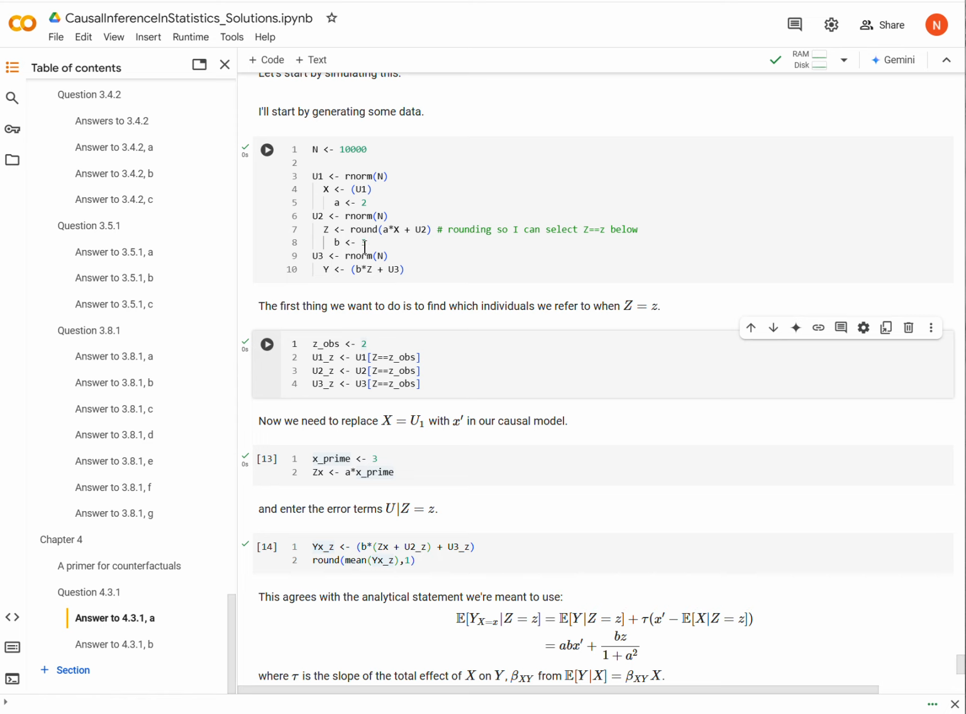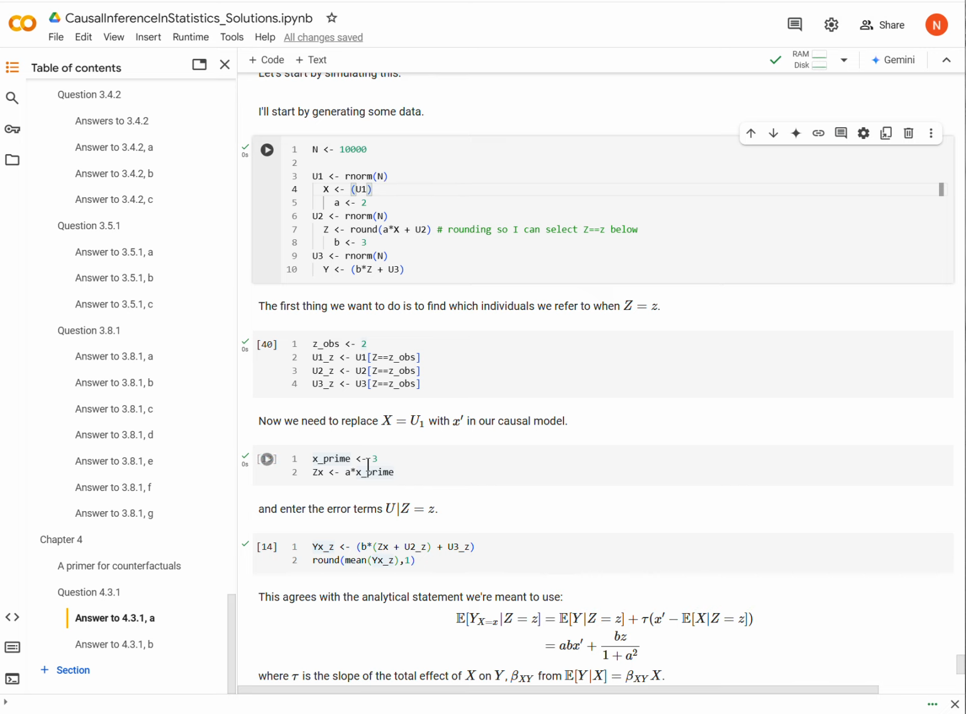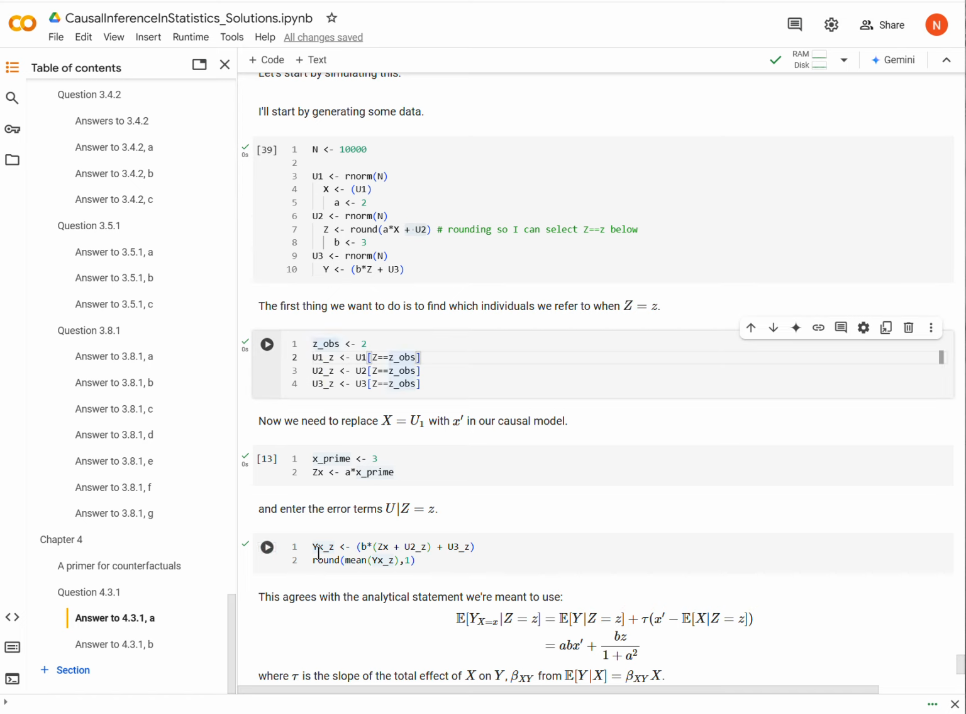Now in the next step, in my causal model, wherever there's an X, I'm going to insert X prime and make a new variable here. So aside from the definition of X, now I have a new X, it's X prime, and I'm going to arbitrarily set it to 3. X only shows up one other place, that's here in defining Z. So I need to come up with a new Z value, Z little x, which is now a times X prime, and then I'll add back this new error term in just a second.